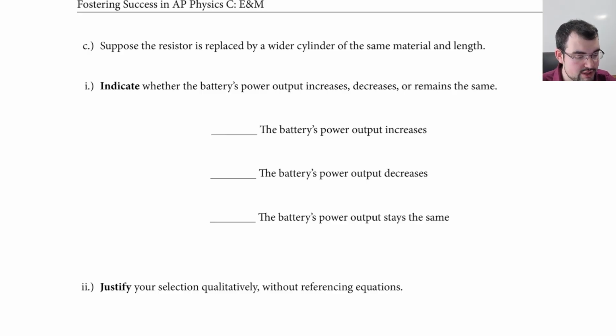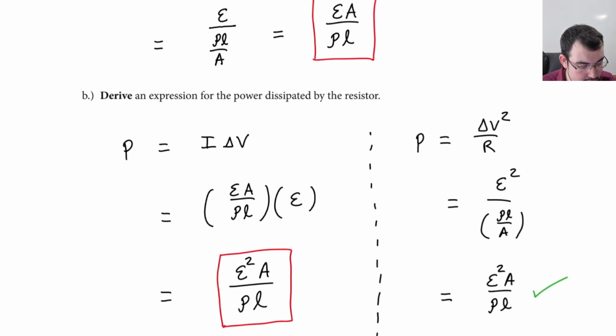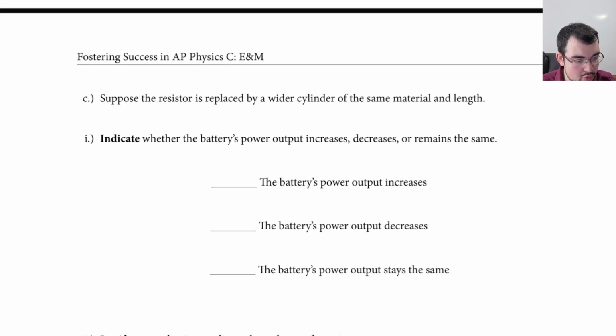Suppose the resistor is replaced by a wider cylinder of the same material and same length. So we're increasing area. What do we think about the battery's power output? Increase, decrease, or remain the same? Power is the rate at which this battery is transferring energy. So if there are more charge carriers being put into the circuit, then there's going to be a higher power output. So what does a wider cylinder do?